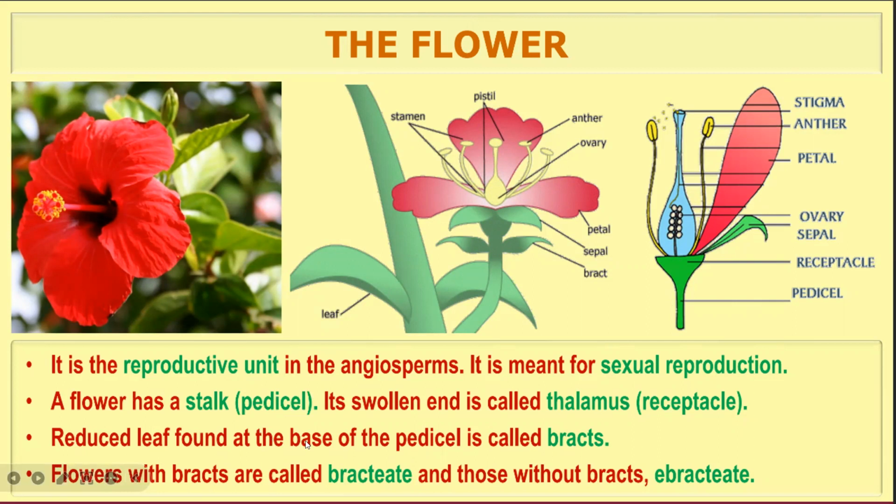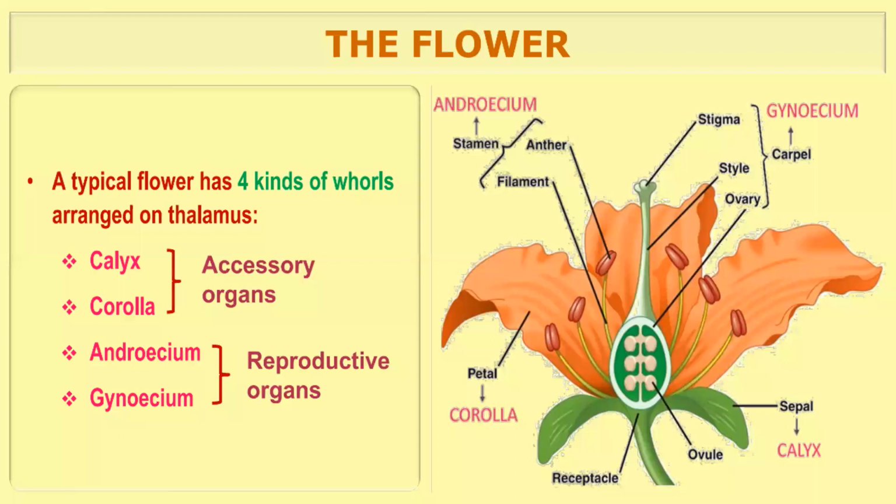Reduced leaf found at the base of the pedicel is called bracts. At the base of the pedicel, there are reduced leaves. These are called bracts. Then flowers with bracts are called bracteate, and those without bracts are called ebracteate. If a flower has bracts, we call it a bracteate flower. Some flowers will not have bracts, they are called ebracteate.